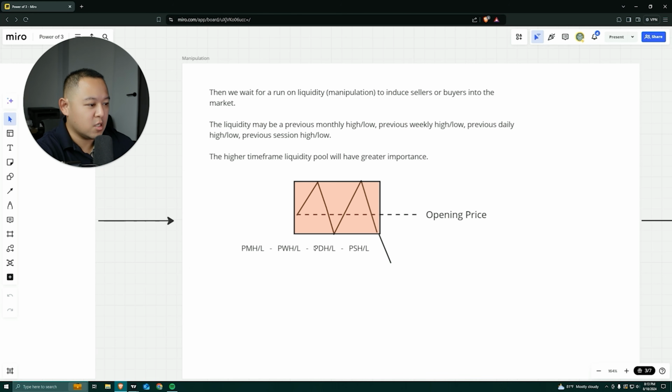All right, so this is our depiction. We have the accumulation. The inducement will come if we have a bullish bias, right?